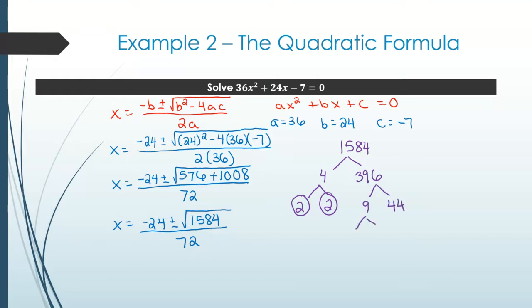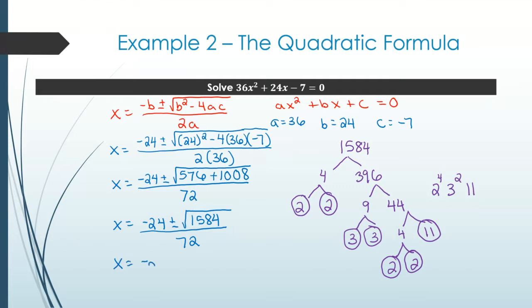So 9 is 3 times 3. And then 44 is 4 times 11. 11's a prime number. And then 4 is 2 times 2. So if I count how many 2's here, 1, 2, 3, 4 2's, so that's 2 to the 4th. And then I have 2 3's, so that's 3 squared, and then 11. So, simplifying this radical.